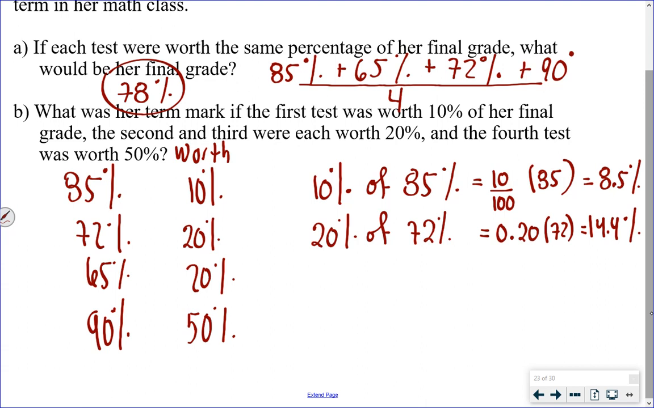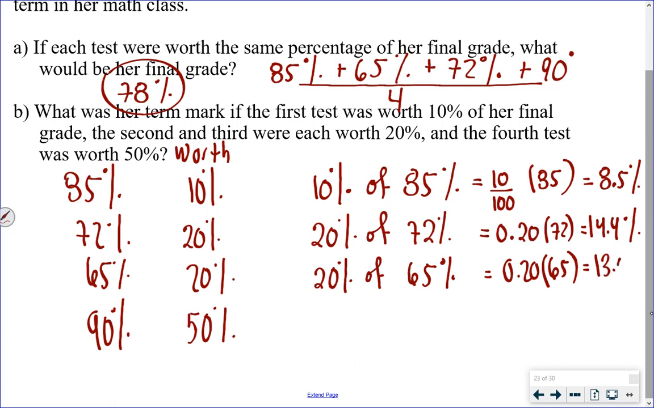I think you're getting the drift of how to do this. The next one would be 20% of her mark. So that would be 0.20 times 65%. And I'm getting 13.0.